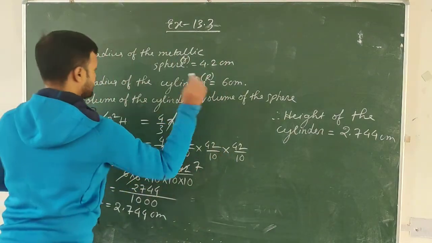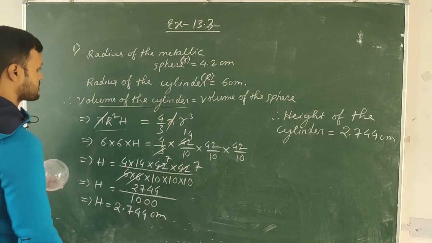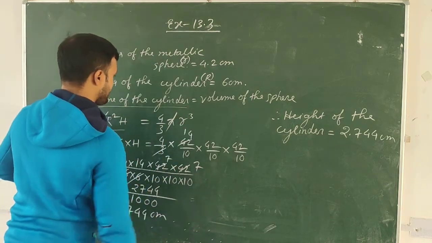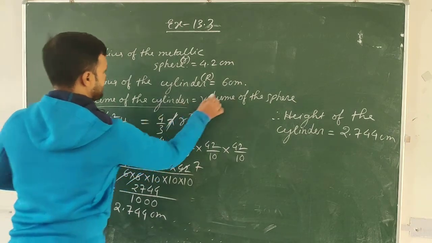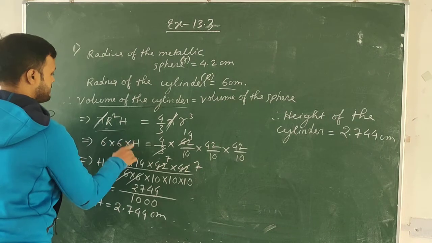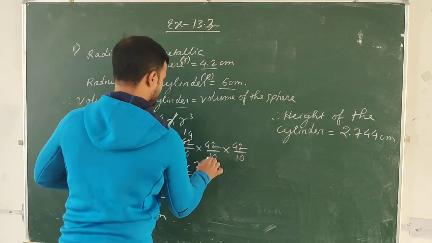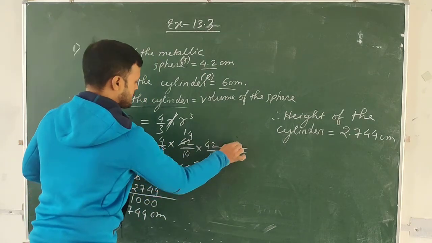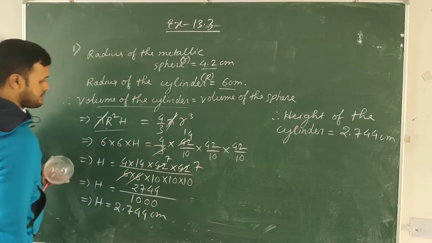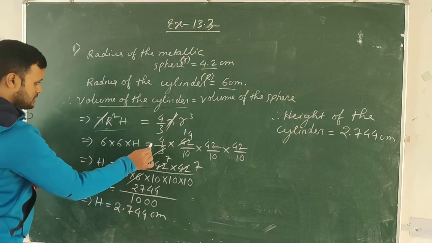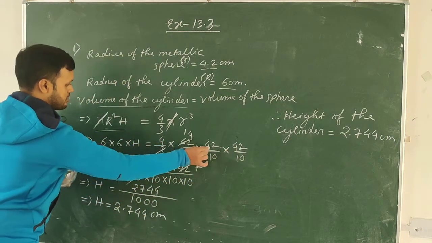Volume of the cylinder is equal to volume of the sphere. Volume of the cylinder, just write the formula pi r square h, and volume of the sphere will be 4 by 3 pi r cube. Pi and pi is cancelled. What is the value of capital R? 6. So write 6 into 6 into capital H. 4 by 3 into radius, small r is how much? 4.2. So write 42 by 10 into 42 by 10 into 42 by 10. With this 3 you cancel 42 14 times. So now you multiply 4 into 14 into 42 into 42.